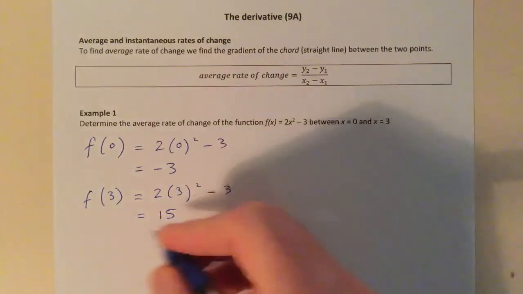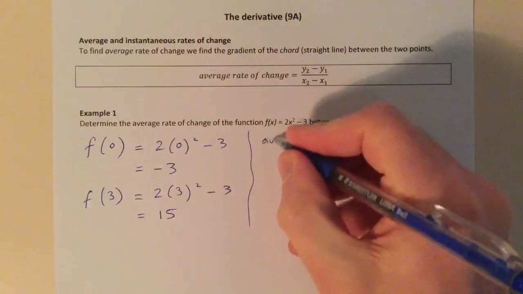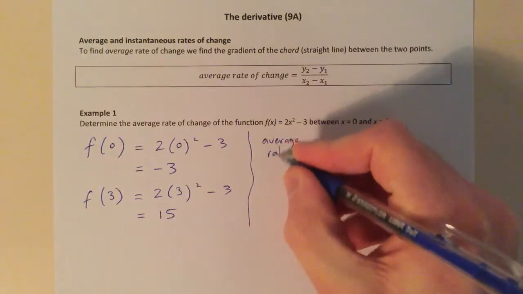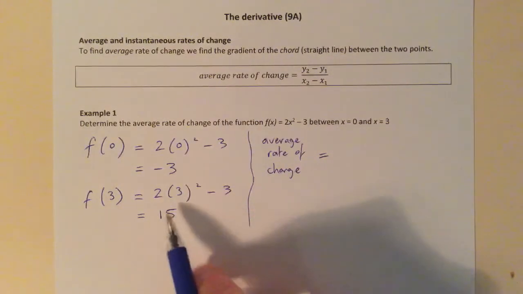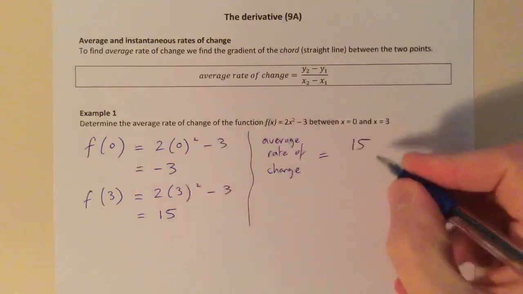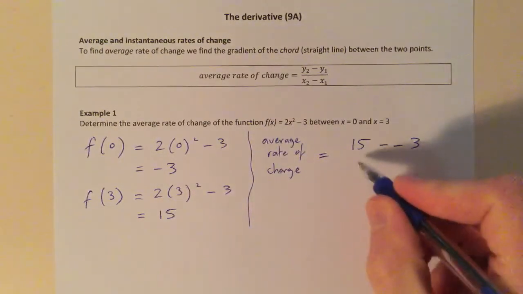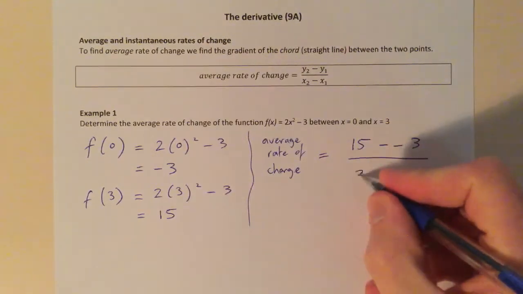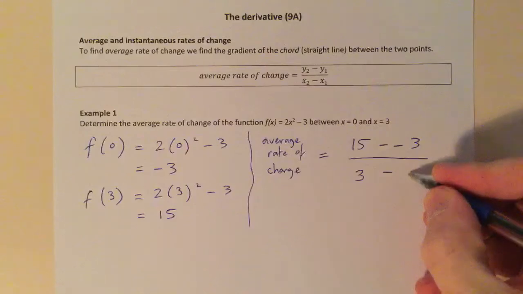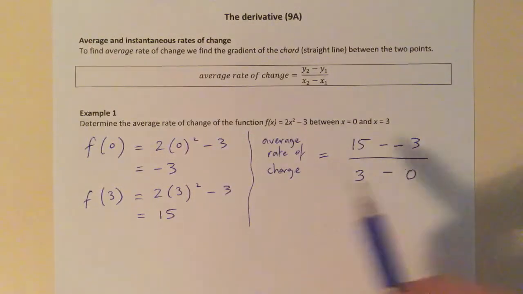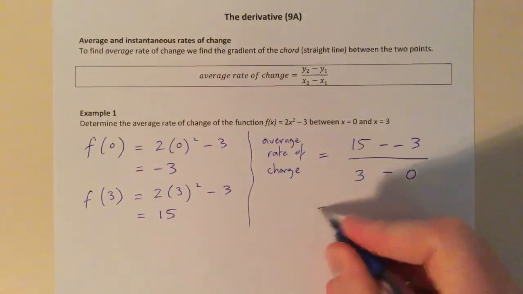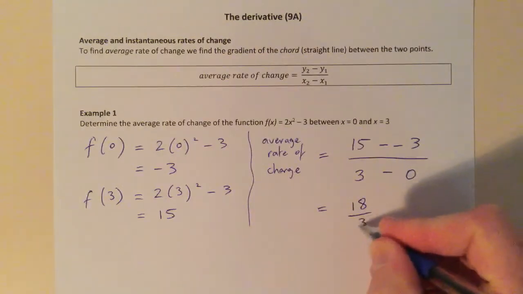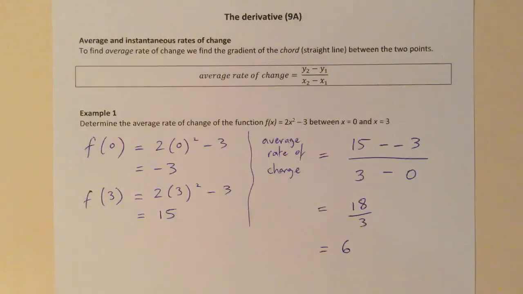And so our average rate of change is going to be equal to y2, the second y value, minus the first y value, over x2 minus x1, the first x value. More formally, you could think of it as f of 3 minus f of 0 over 3 minus 0. That gives us positive 18 over 3, which is 6. So the average rate of change, or the gradient between those 2 points on the curve, is equal to 6.